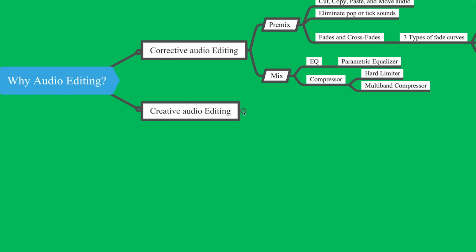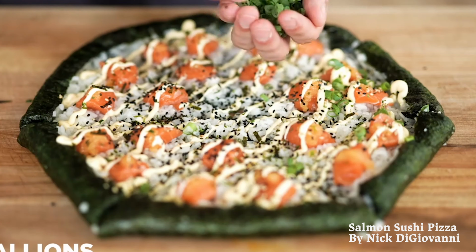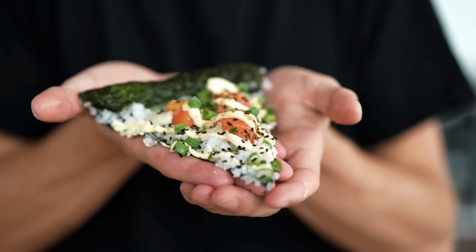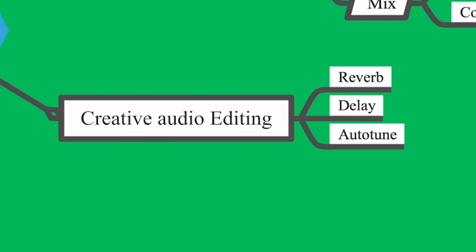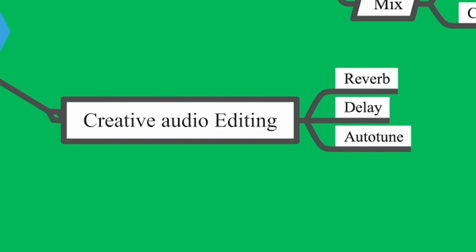Finally, there's creative audio editing. From here, we take perfect audio and make it weird. To explain it in terms of cooking, it's like making fusion food, something like sushi pizza. Creative audio editing can be represented by 2 effects: delay and reverb.